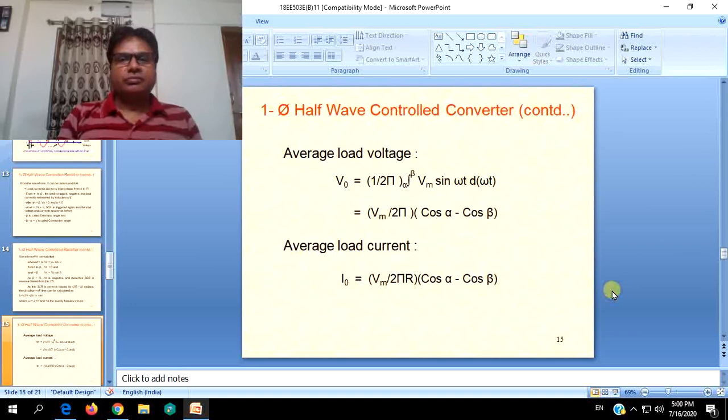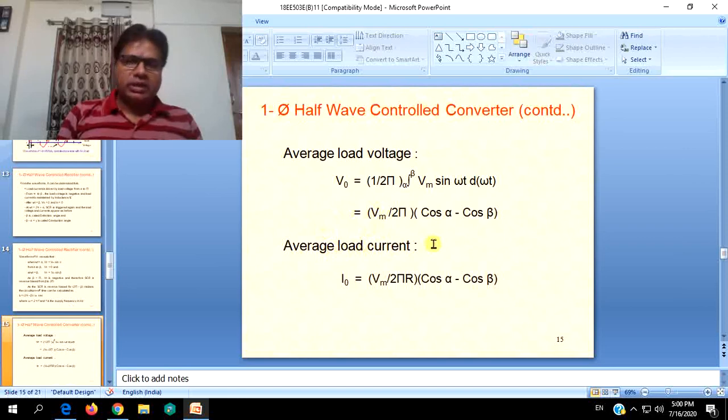Average load voltage, as in the previous case of resistive load, can simply be calculated with the same rules. V0 is equal to 1 by 2 pi, the span for the full cycle, alpha to beta, since the conduction takes place from alpha to beta only, of Vm sin omega t d omega t, which works out as Vm by 2 pi into cos alpha minus cos beta.